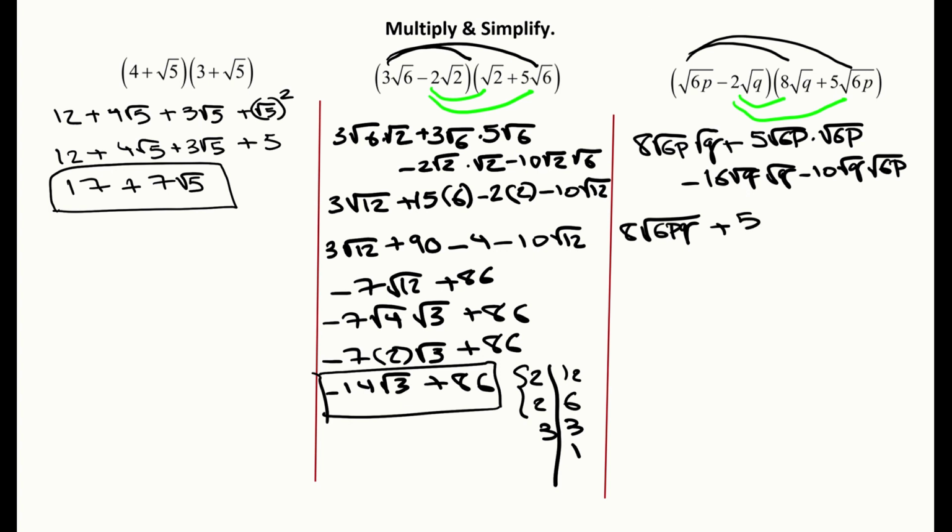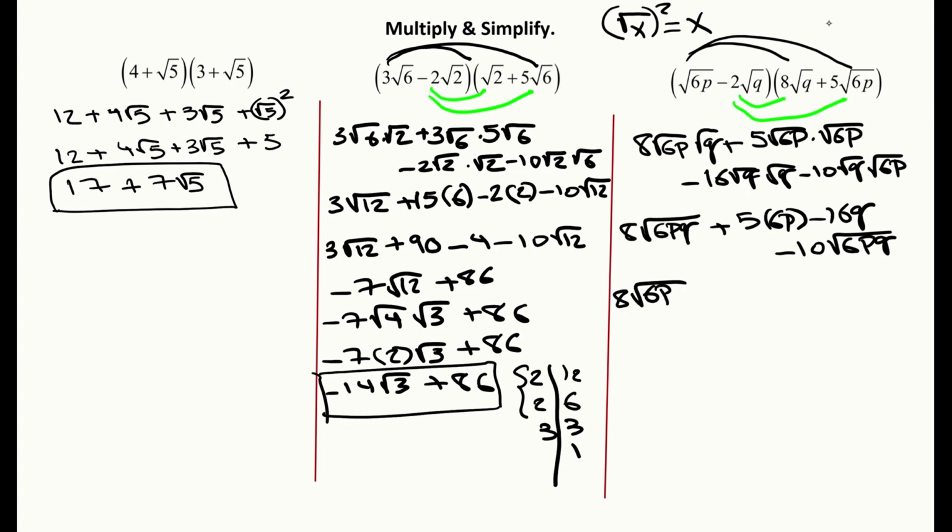5. Now we know that radical 6p times radical 6p is just going to be 6p. That's basically using the rule that says square root of x squared equals x. So we get times 6p minus 16. Same thing happens with these two radical q's. When you multiply them, you just get q, and then minus 10 radical 6pq.